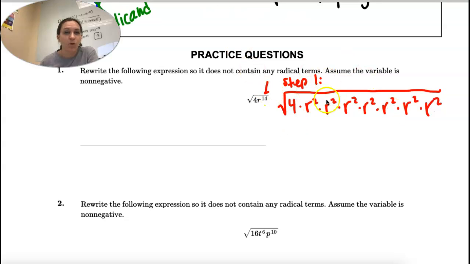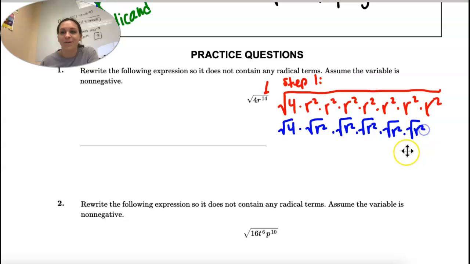And then we have this property that says if we're multiplying inside a radical, we can split this up. So I'm going to write out all the work this one time, probably not every time. But I have the square root of 4 times the square root of r squared times the square root of r squared times the square root of r squared times the square root of r squared times the square root of r squared. 2, 4, 6, 8, 10, 12, 14.